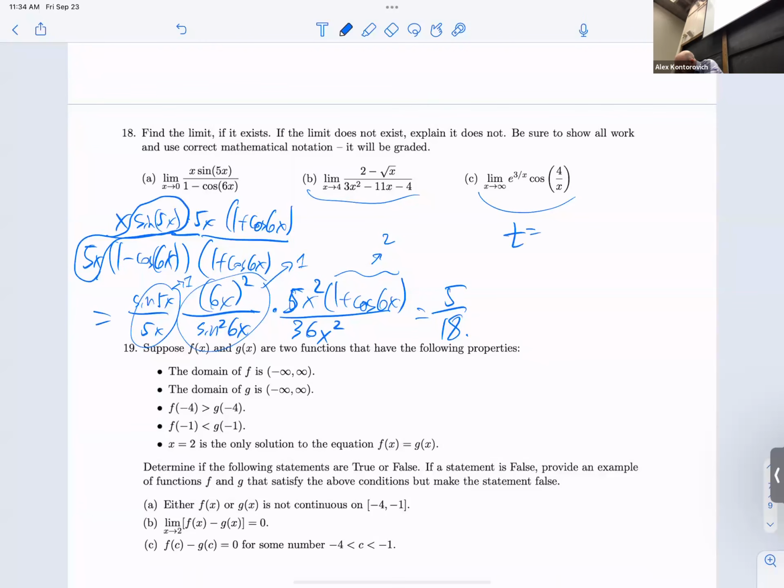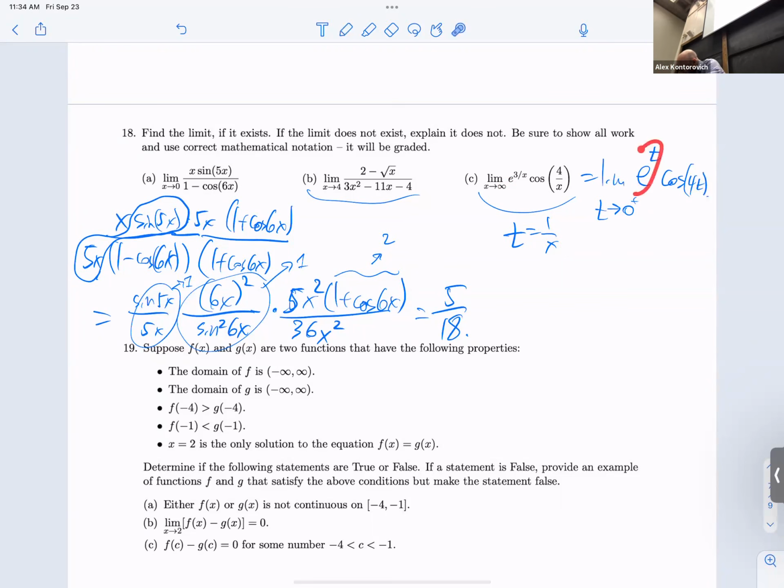I would set t equal to 1 over x, so that this is the limit as t goes to 0 from above. Maybe that would make a difference, maybe not, right? Because as x gets infinitely large, t is getting closer and closer to 0, but it's staying above 0 the whole time. And then I have an e to the t and a cosine of 4t.